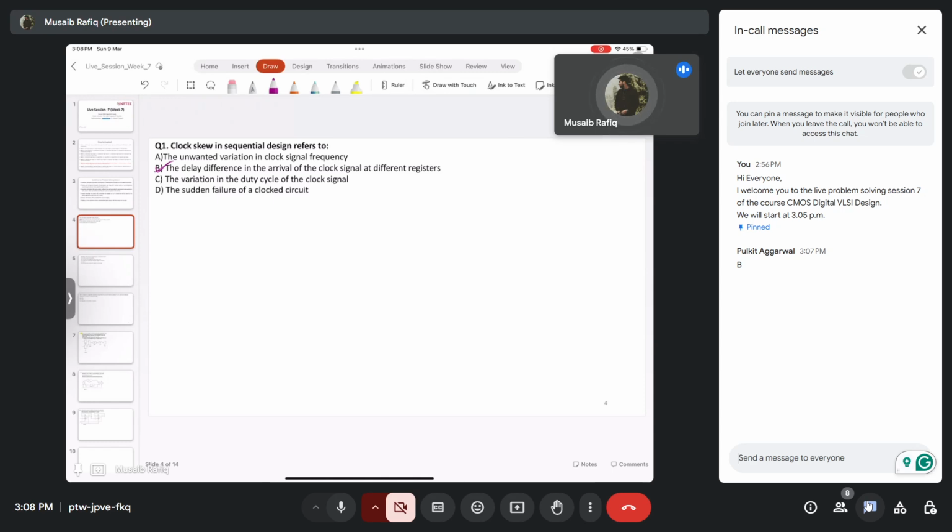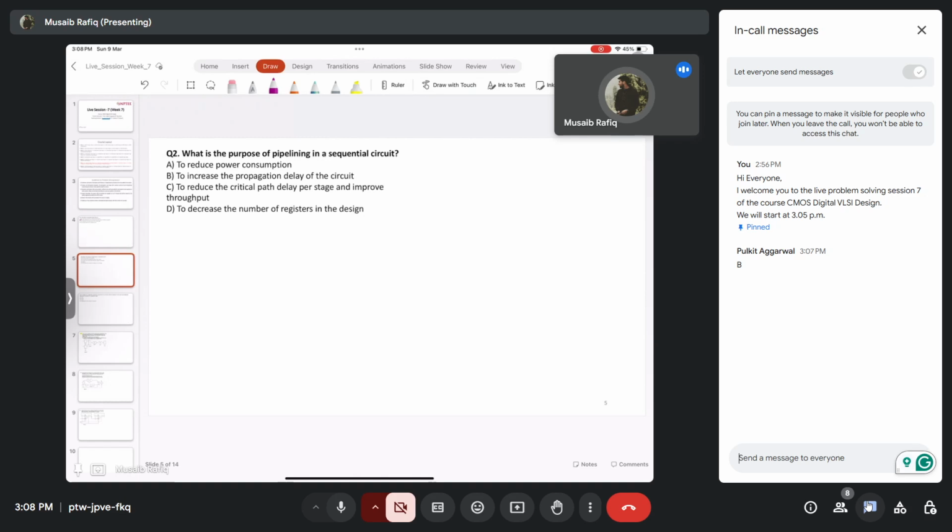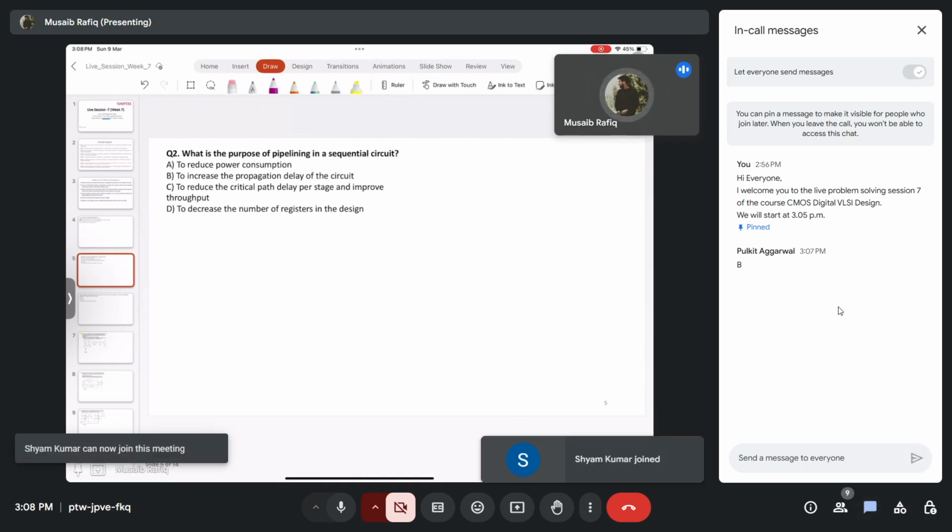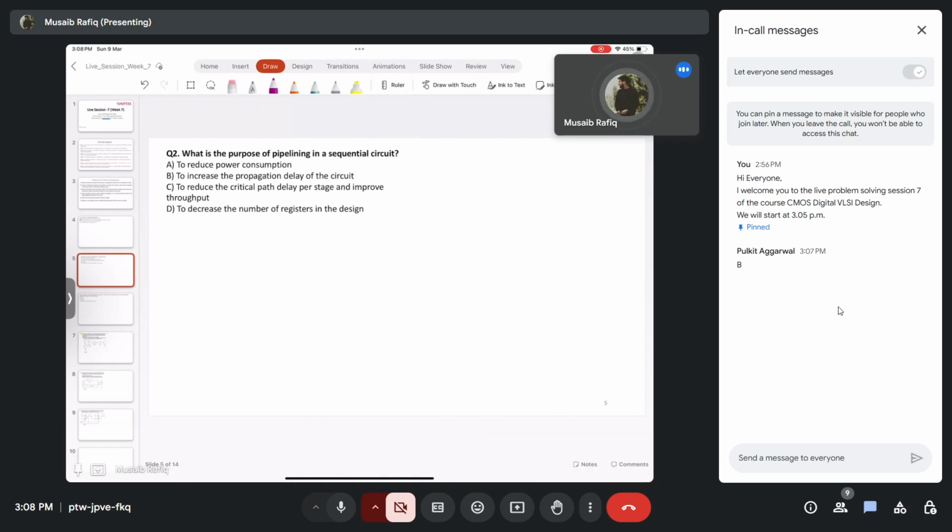Now, the next question, which is also a very simple theoretical question, asks us: what is the purpose of pipelining in a sequential circuit? Option A, to reduce power consumption; option B, to increase the propagation delay of the circuit; option C, to reduce the critical path delay per stage and improve throughput; and option D, to decrease the number of registers in the design. Can anyone tell me what is the answer in the chat box?